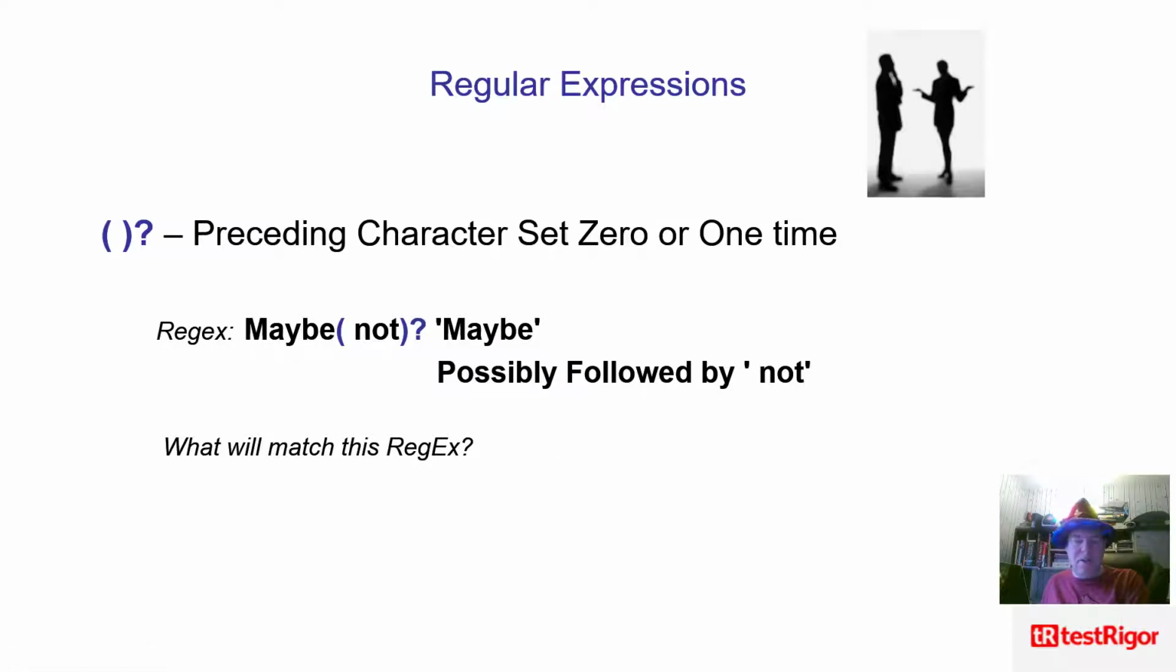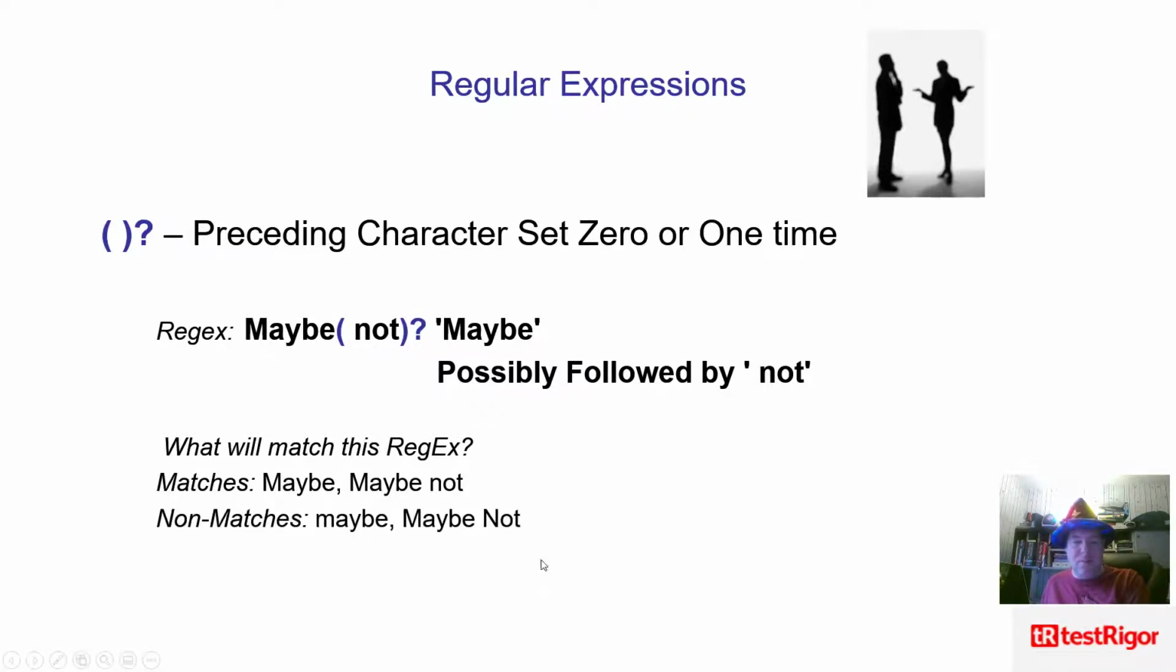All right, here's your answer. Matches, it would be "maybe" and "maybe not." Well, that's pretty easy. The "not" may or may not be there with that space in there. What it won't match: "maybe" with a lowercase m, and "maybe not" with an uppercase n.